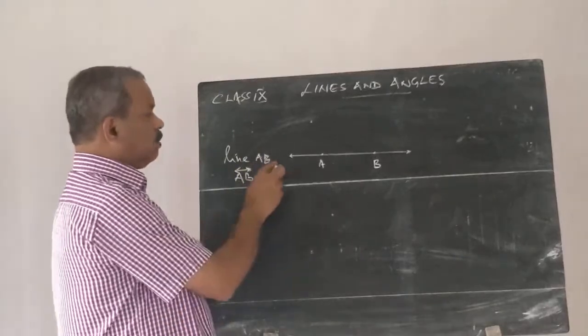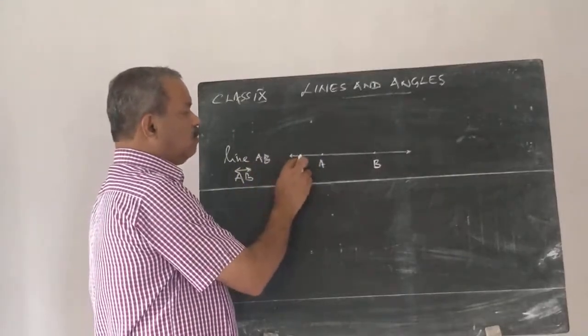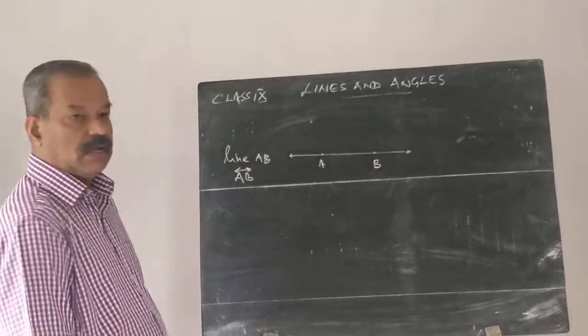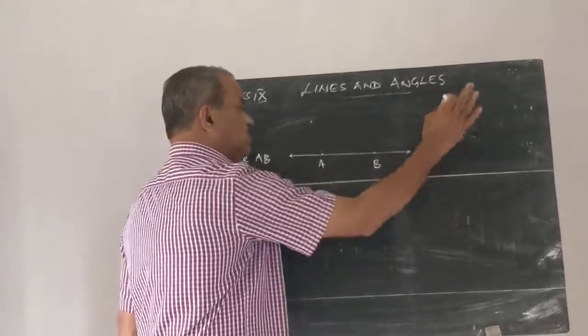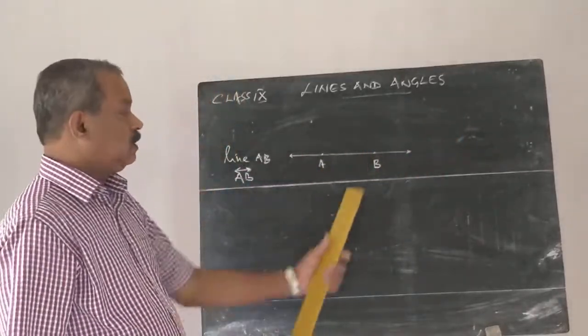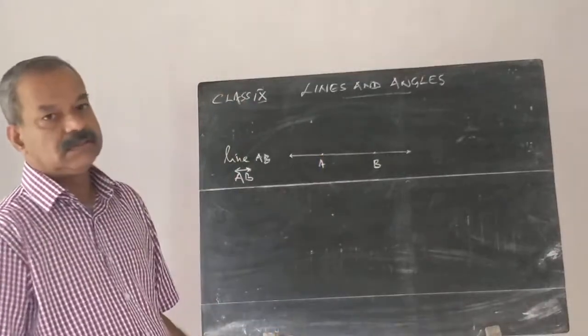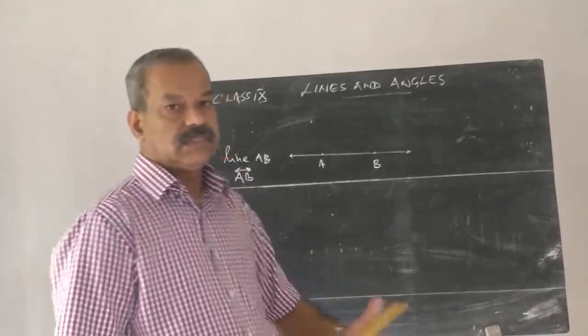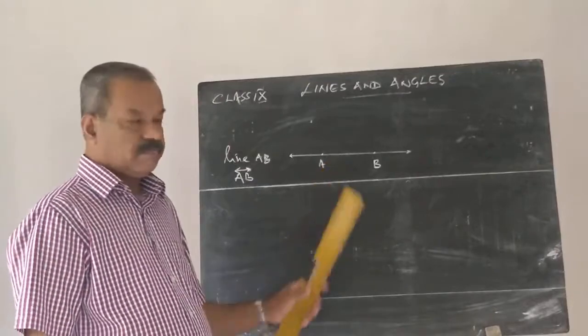What is the meaning of arrow marks? No ending. Towards the right and towards the left, this has no ending. Such a figure is called a line.